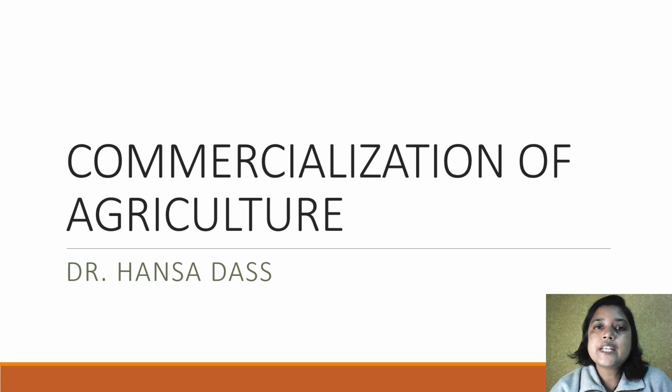So, the first section in this series of colonialism and how England colonized India is commercialization of agriculture. How through commercialization of agriculture, England served her own interests at the cost of India. So in this video, we are going to talk about the commercialization of agriculture, the various aspects related to it, and what it ultimately resulted into. Let us begin.